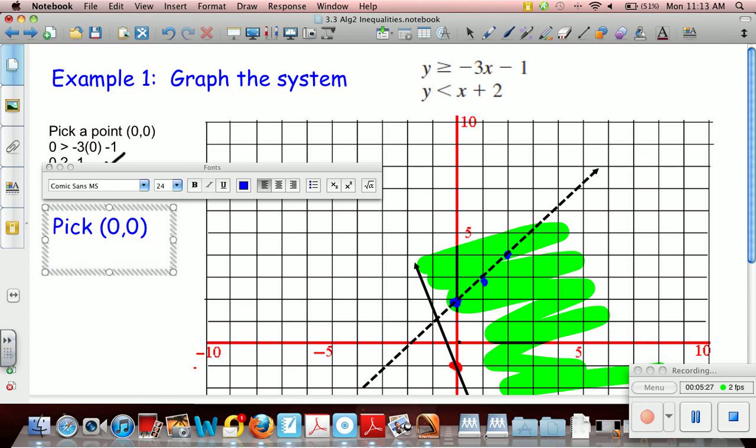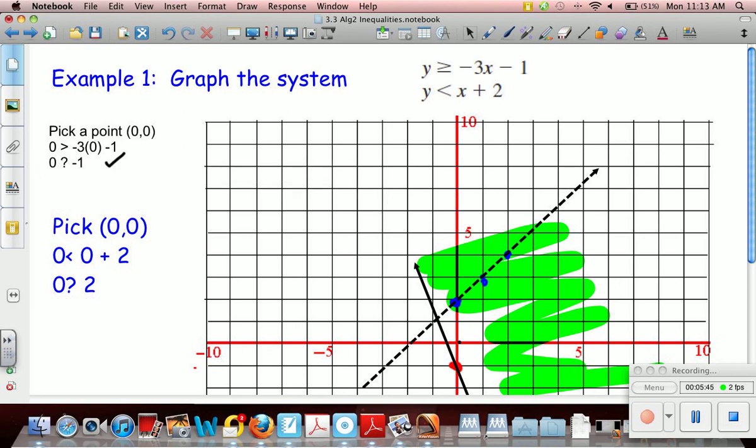And so is 0 less than 0 plus 2? That's my question. So is 0 less than 2? And that's true. 0 is less than 2.